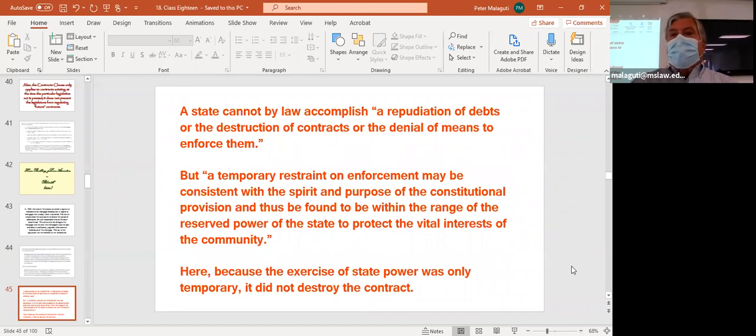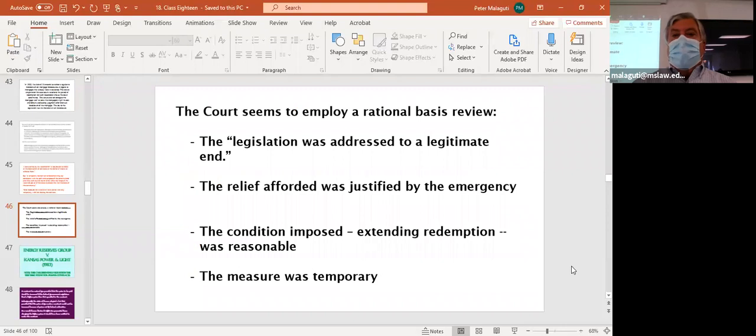So the court emphasizes this is not a case where there's a repudiation of a debt, that would be going too far. A temporary restraint on enforcement, consistent with the spirit and purpose of the constitutional provision, and thus will be found to be within the range of reserved power for the state to protect the vital interests of the community. It was focused on the temporariness of this. And again, I'm saying the language here seems to point to a rational basis review. Legislation is addressed to a legitimate end. The relief afforded was justified. The condition imposed was reasonable. The measure was temporary. Okay.